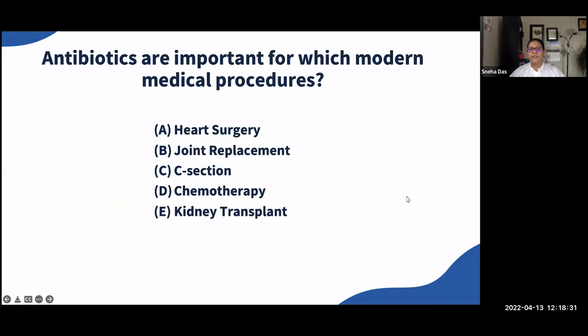So I have another audience engagement question. For which of these medical procedures do you think antibiotics are necessary? So I can see responses are divided amongst all these options. It is a trick question. Actually, we need it for all of these procedures.